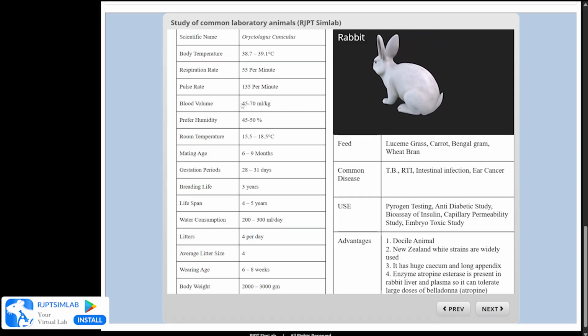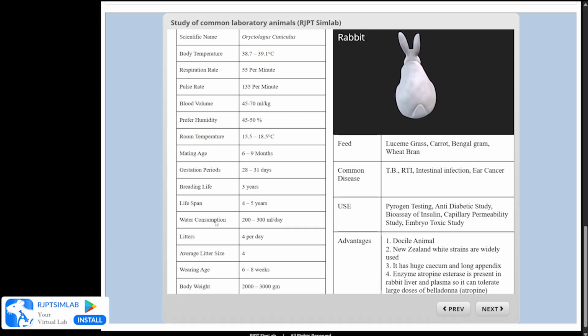The blood volume is 45 to 70 milliliter per kilogram. The preferable humidity is 45 to 50%. The room temperature that it should be kept in is 15.5 to 18.5 degrees Celsius. The mating age of rabbits is 6 to 9 months. The gestation period is 28 to 31 days. The breeding life of rabbits is 3 years. The lifespan of a rabbit is 4 to 5 years.